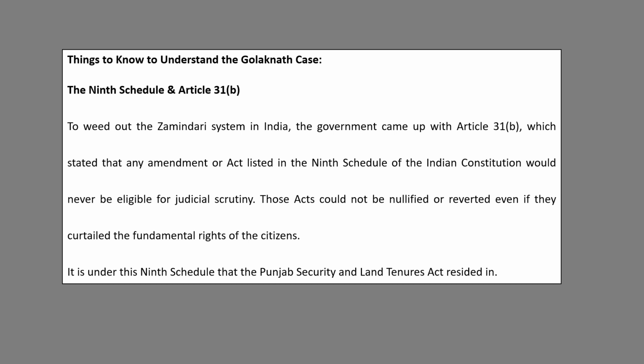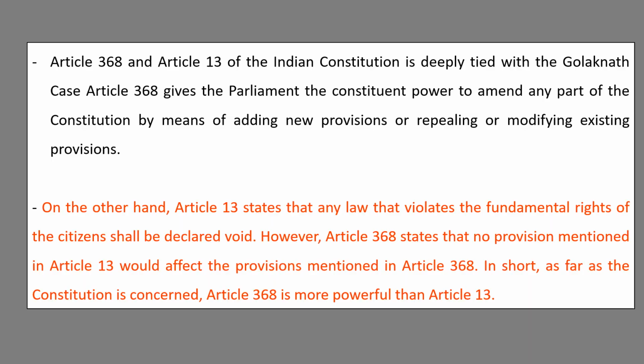What is Article 31B? Article 31B states that any amendment or act listed in the Ninth Schedule of the Indian Constitution would never be eligible for judicial scrutiny. Those acts could not be nullified or reverted even if they curtail the fundamental rights of the citizen. It is in the Ninth Schedule that the Punjab Security and Land Tenures Act resided. So basically, the Ninth Schedule and Article 31B give power to each other.